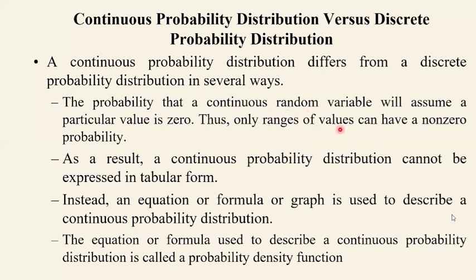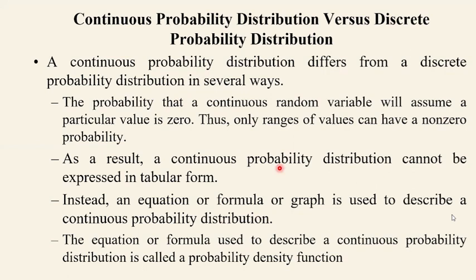If for a specific value it is 0, we can only calculate a non-zero probability for a range of values for the random variable, right? Because of this, a continuous probability distribution cannot be expressed in a tabular form. But a discrete probability distribution we can express in a tabular form. Am I right? Why can we not express it in a tabular form? There are infinite number of values, so we can't list each and every value. Because of that, we cannot express it in a tabular form.